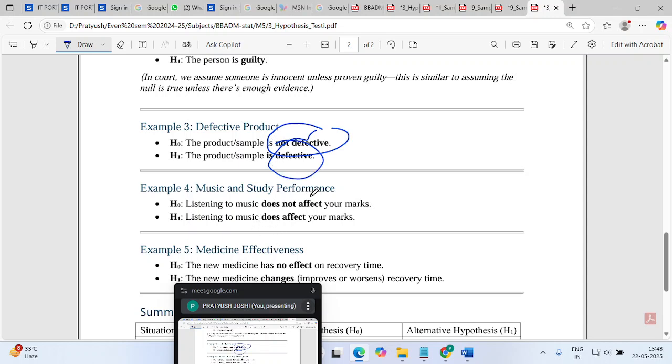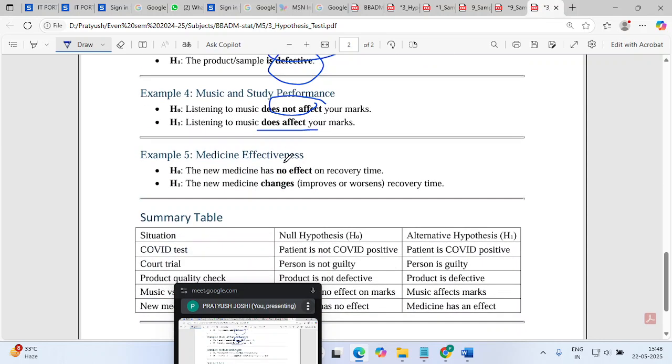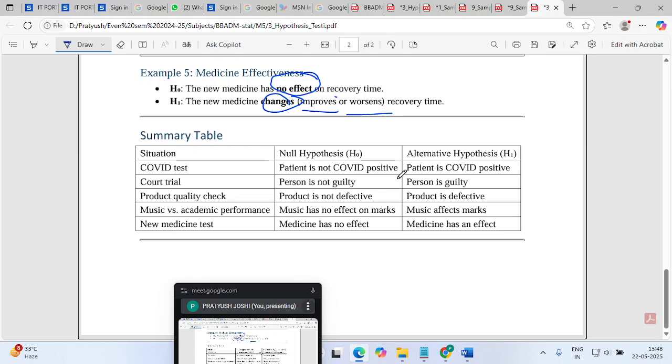Similar to that, listening to music does not affect your marks, listening to music affects your marks is an alternative hypothesis. Similarly, medicine has no effect on recovery time; the new medicine changes, either it improves or it makes it worse if you take that medicine. So I hope it is clear, at least, till now.